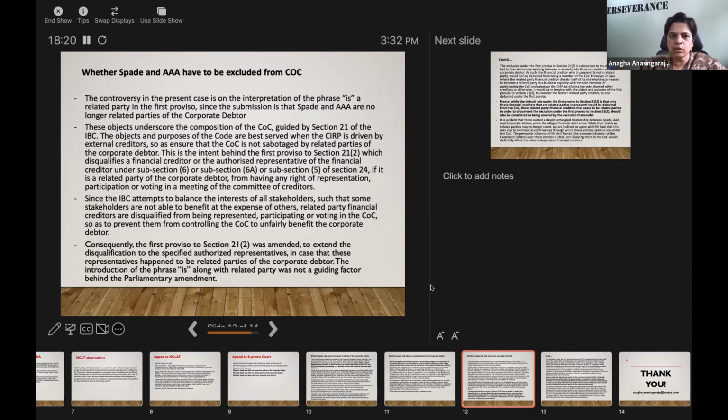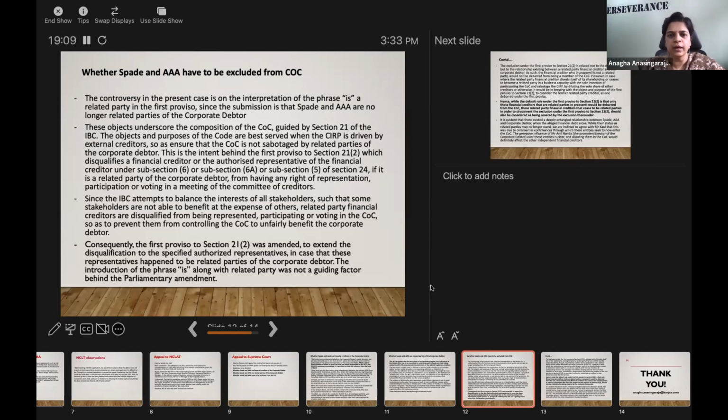Now, these objects underscore the composition of the COC guided by section 21 of the IBC. Objects and purposes of the Code are best served when the CIRP is driven by external creditors, so as to ensure that the COC is not sabotaged by related parties of the CD. This is the intent behind the first proviso to 21(2), which disqualifies a financial creditor or the authorised representative of the financial creditor, if it is a related party of the CD, from having any right of representation, participation, or voting in the meeting of the COC. Since the IBC attempts to balance the interest of all the stakeholders, such that some stakeholders are not able to benefit at the expense of the others, related party financial creditors are disqualified from being represented, participating, or voting in the COC, so as to prevent them from controlling the COC to unfairly benefit the CD.